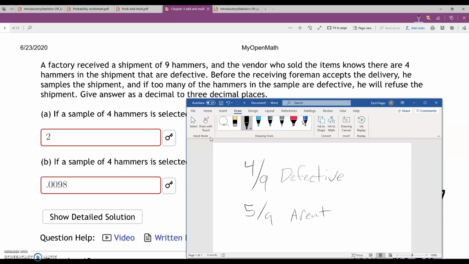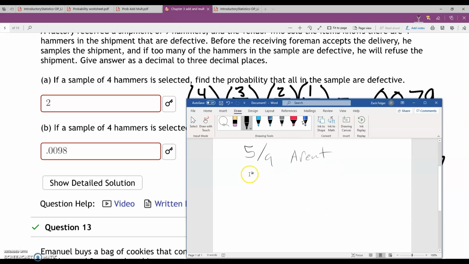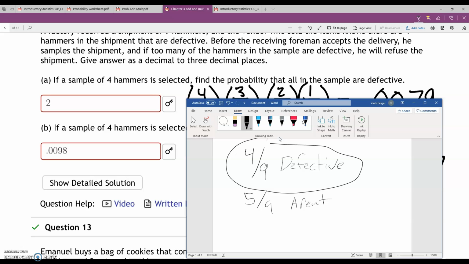So, the first question states, if a sample of 4 hammers is selected, find the probability that all in the sample are defective. So to get the right answer on this, you need to use this number right here with the 4 out of 9 defective hammers and start basically taking one out as you select 4 different hammers.